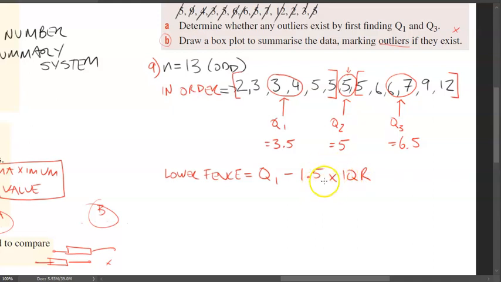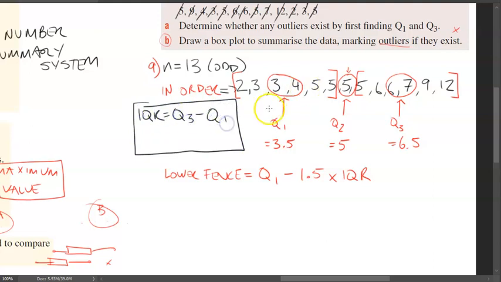Now, we don't know what the IQR is, but we know how to get it. As a side note, the IQR is just Q3 take Q1, the interquartile range, or middle range. This is 6.5 take 3.5, which is 3. So the middle range is 3. The middle 50% ranges by 3 units within this data set.